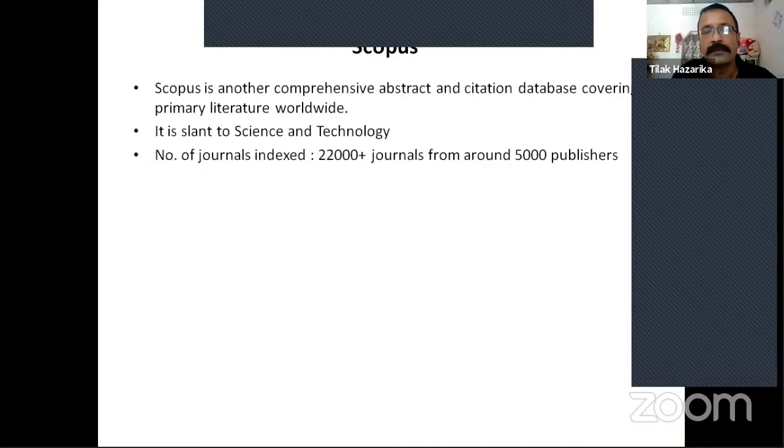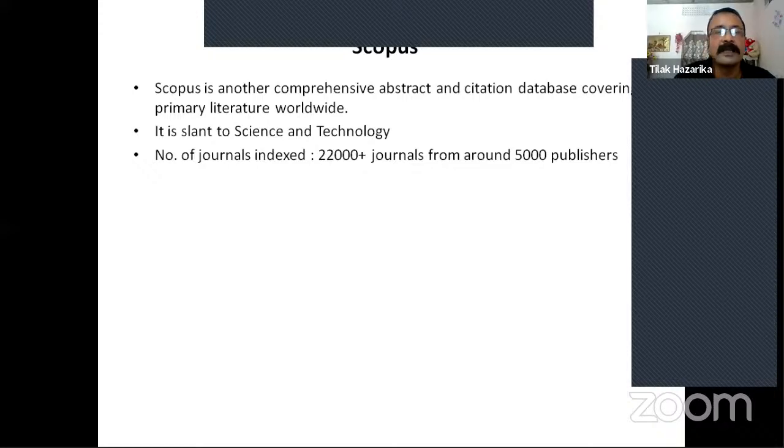Then you may move to Web of Science. But those who are from humanities and social science, the first choice should be Web of Science. Then you may move to Scopus. Of course, it is not like the journals covered in Scopus are not available in Web of Science. There are a huge number of duplications, but still the coverage of Scopus is a bit high in comparison to Web of Science.